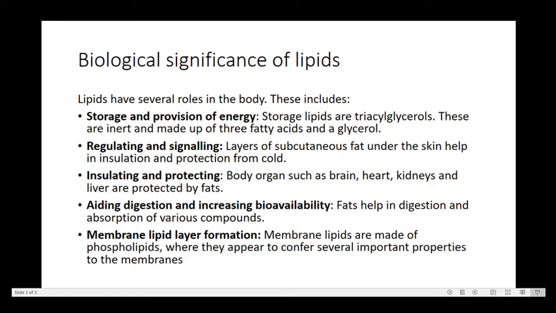Now coming to the last point of the role of fat in the body is membrane lipid layer formation. Membrane lipids are made up of phospholipids where they appear to confer several important properties to the membrane. Membranes are made up of polyunsaturated fatty acids, and these polyunsaturated fatty acids are important constituent of phospholipid where they appear to confer several important properties to the membrane. And one of the most important properties are fluidity and flexibility of the membrane.